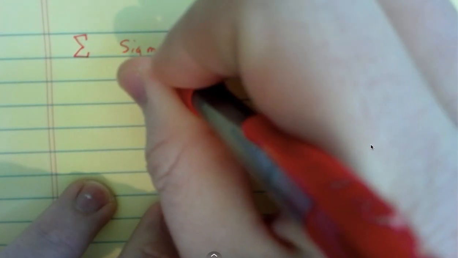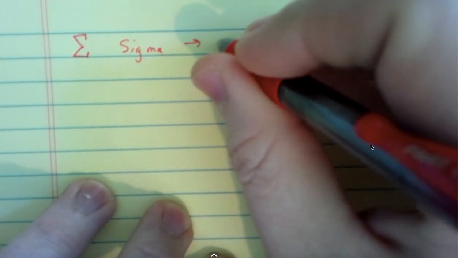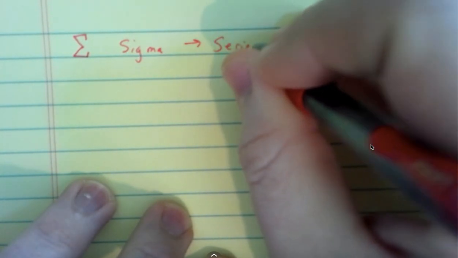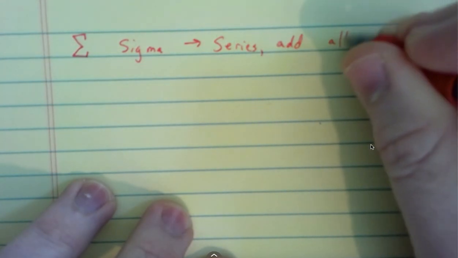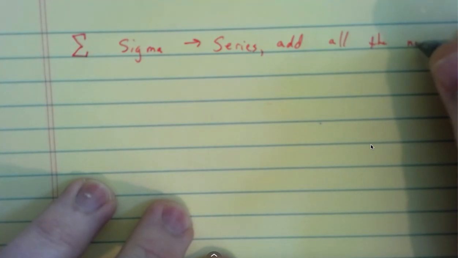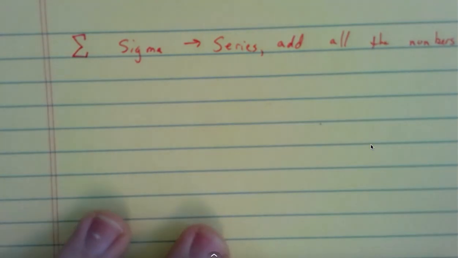Sigma is this right here. Maybe you've come across this button on your calculator, or you've seen it in a formula before, but this is sigma, and it basically implies a series. It tells us we're looking at a series where we're going to add all the numbers. So series, add all the numbers.